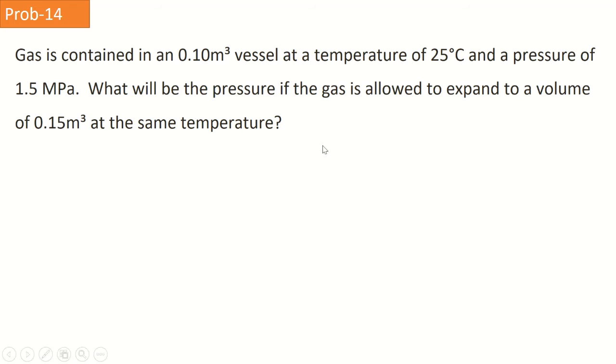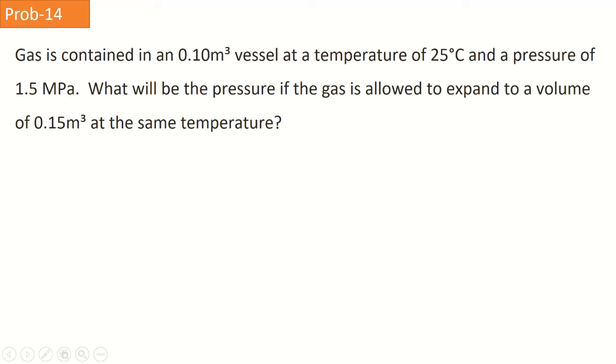Problem 14. Gas is contained in a 0.10 meter cube vessel at the temperature of 25 degrees centigrade and a pressure of 1.5 megapascal. What will be the pressure if the gas is allowed to expand to a volume of 0.15 meter cube at the same temperature? So here we have to find the pressure value.